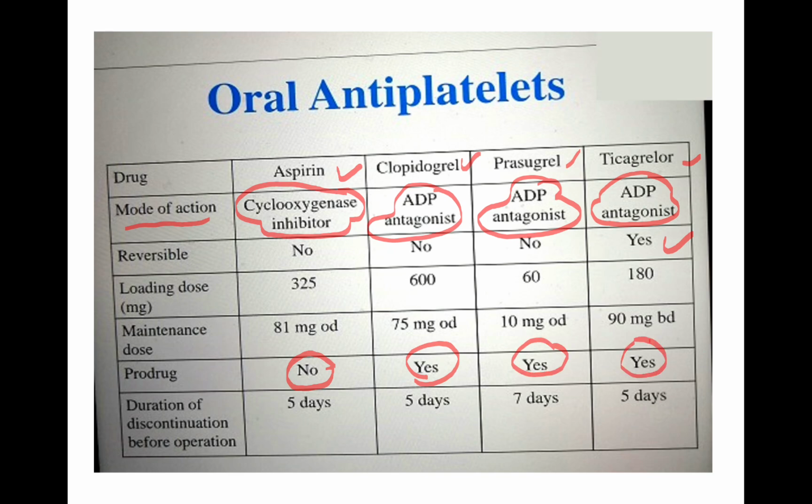Regarding the duration of discontinuation before operation, if you are going to stop these drugs, aspirin should be stopped 5 days before. But nowadays, if there is low risk of bleeding, you can continue it, or you can stop it only 24 hours before surgery, which is more than enough. Clopidogrel, we have to stop 5 days before surgery if we want to stop it, prasugrel 7 days, and ticagrelor 5 days.